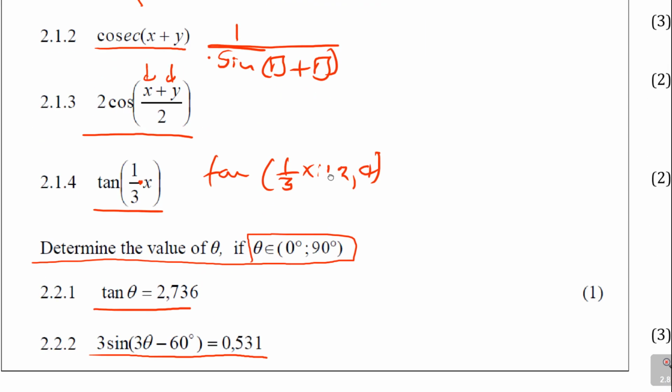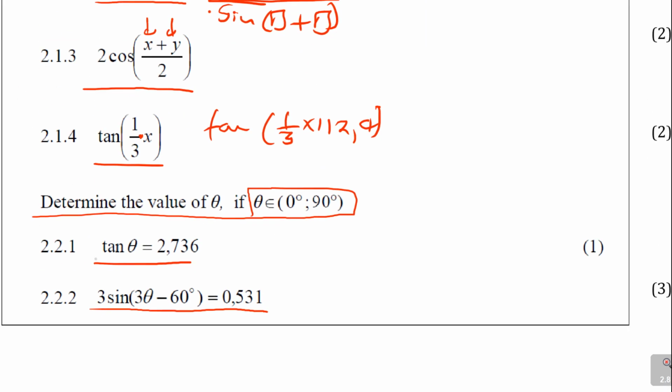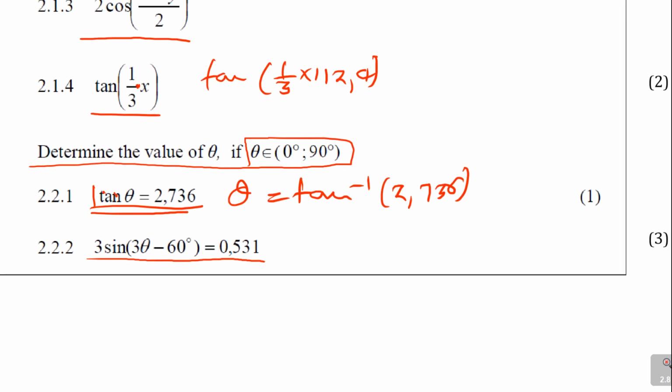Are you with me? Then here it's easy. Here theta is already 1. There is a 1 here, so theta is arc sin 2,736. It's 1 mark. Then here, that's where they wanted to be a bit checking on you.